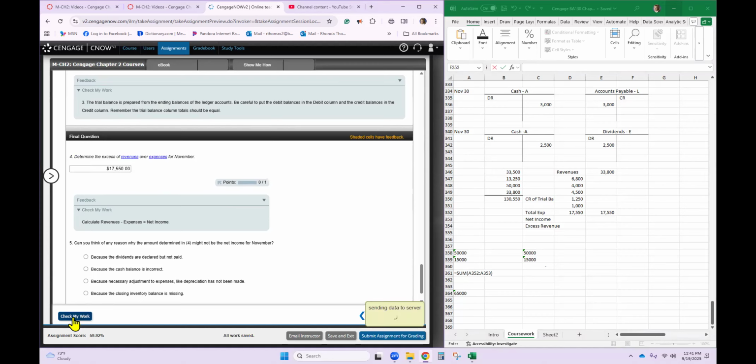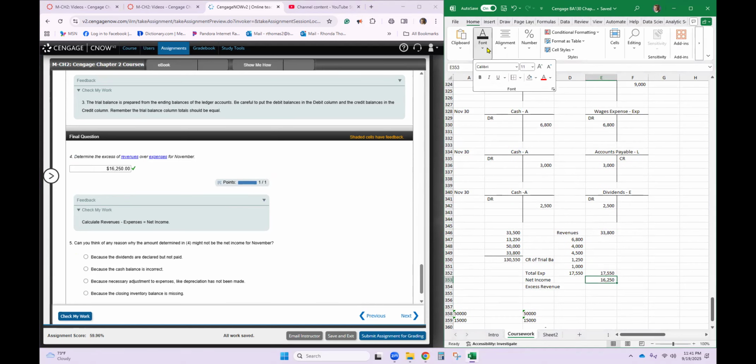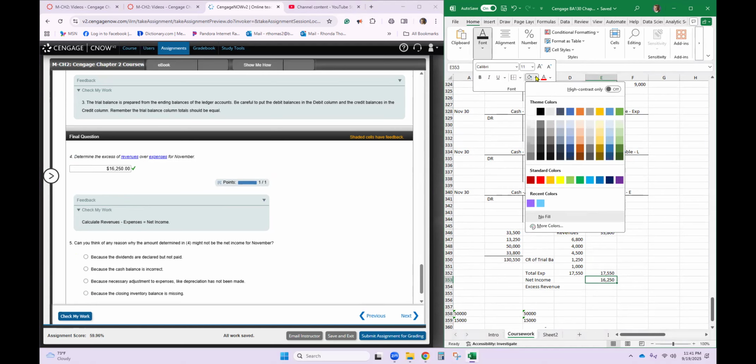Hold on. That's not right. Oh, I've got to do the math here. That's the number of total expenses, 16,250. Let's see here. Yes, and so that's also known as excess revenue. So don't be scared of that other word there.